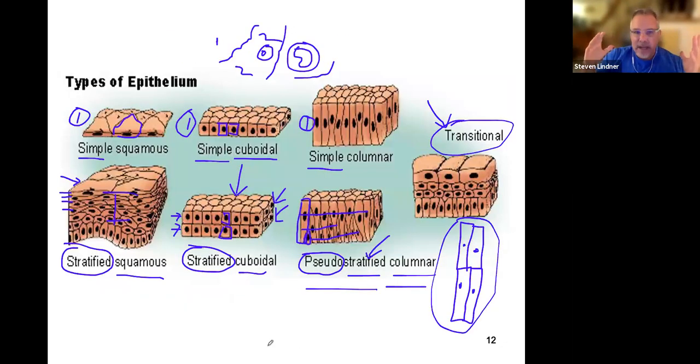Okay. All right, so that is epithelial tissue. Okay, I'm going to pause here, and then we'll get into connective tissue.